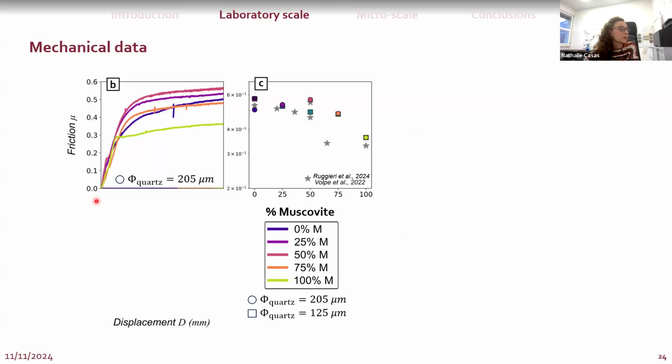So here you have the evolution of friction as a function of the fault displacement, and here friction as a function of the percentage of weak minerals, so muscovite here. And you see that we have a decrease of the friction with the increase in muscovite content, which is consistent also with a recent study with this type of mixtures.